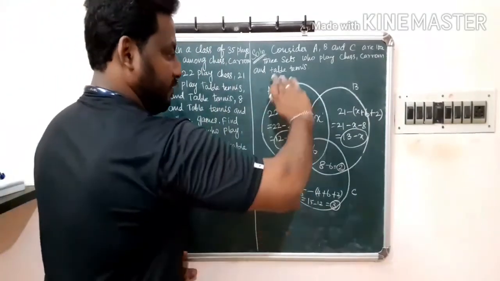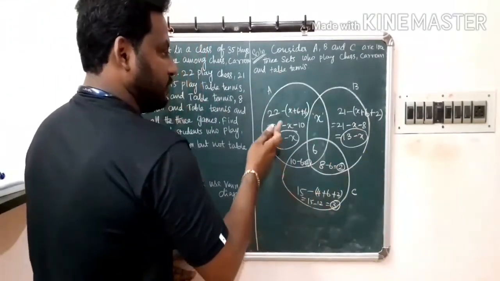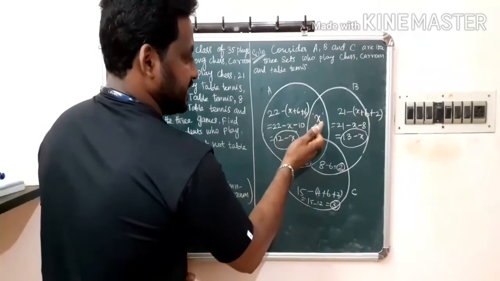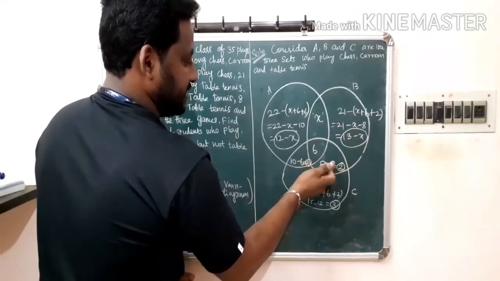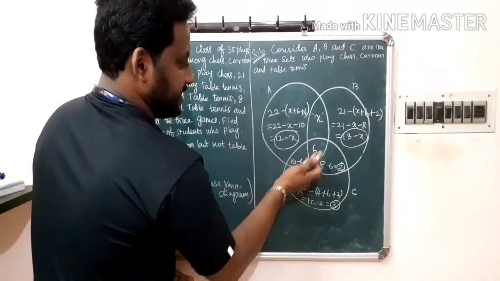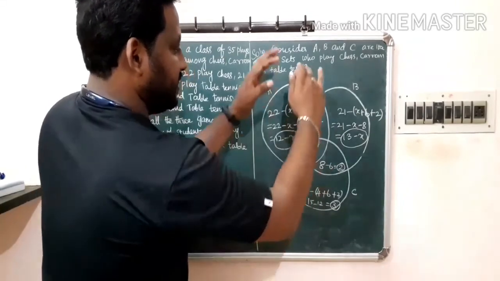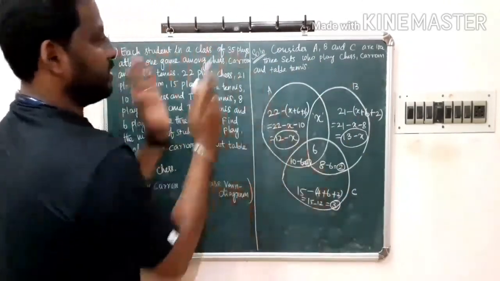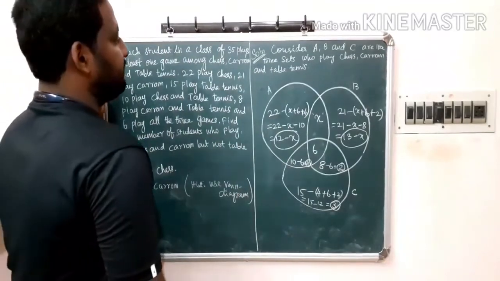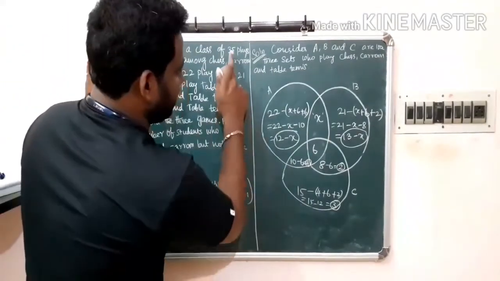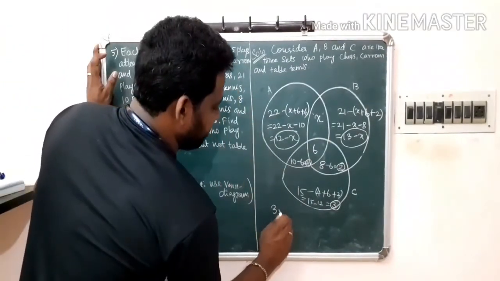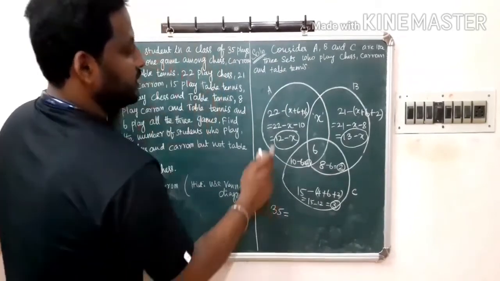If we have to add all the values, which means A intersection B, B intersection C, A intersection C and A intersection B intersection C, the whole value must be equal to the total number of students. Clear? So the total number of students, we know, is 35, which is equal to all the values.